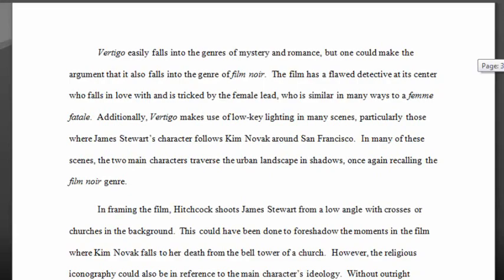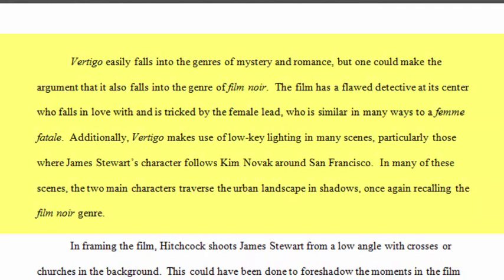Vertigo easily falls into the genres of mystery and romance, but one could make the argument that it also falls into the genre of film noir. So you can expect in this paragraph to see an argument that this movie could be classified as film noir.